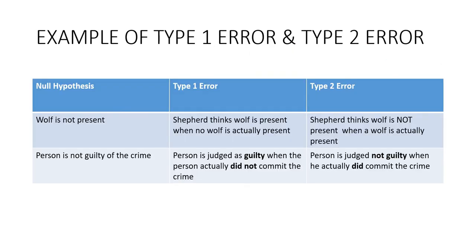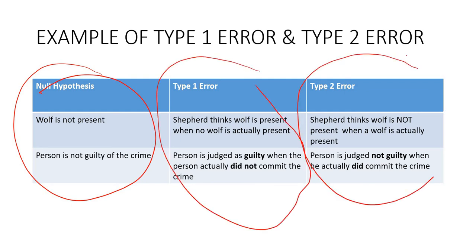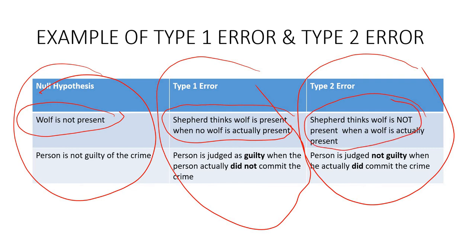So you understood type 1 and type 2 error. From this you can clearly understand, these examples are pretty interesting. These are all the null hypotheses, and you will get the type 1 error and type 2 error from here. So what is the null hypothesis? The wolf is not present. That is our hypothesis. We are assuming wolf is not present. Then what is type 1 error? Shepherd thinks wolf is present when no wolf is actually present. That is type 1 error. Understood? What is type 2 error? Shepherd thinks wolf is not present when a wolf is actually present. This is type 2 error.